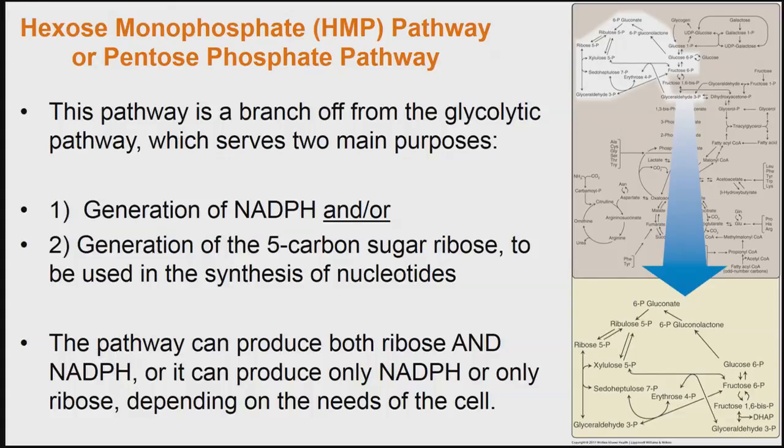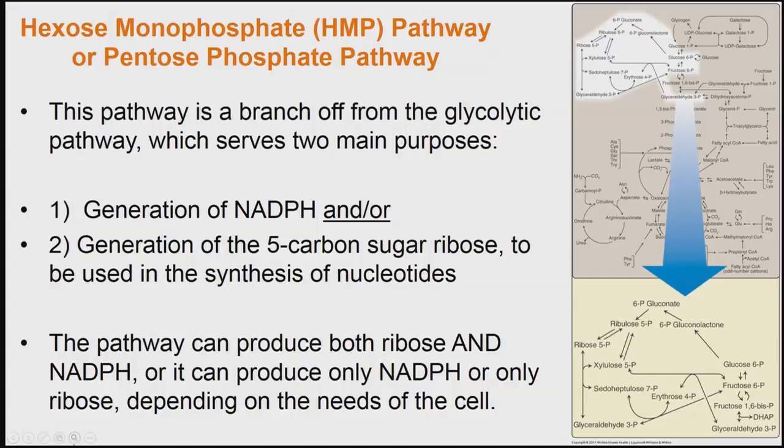And the other purpose of this pathway is to generate a 5-carbon sugar, ribose, which is something you've seen before, right? You've seen ribose and you've seen deoxyribose. We use those to make nucleotides, and then we use nucleotides to make nucleic acids, and we also use nucleotides as a source of energy. So this is the pathway where we actually synthesize the sugar that will be part of the nucleotide structure. So the pathway can produce both ribose and NADPH, or it can produce only one or the other if you would like.